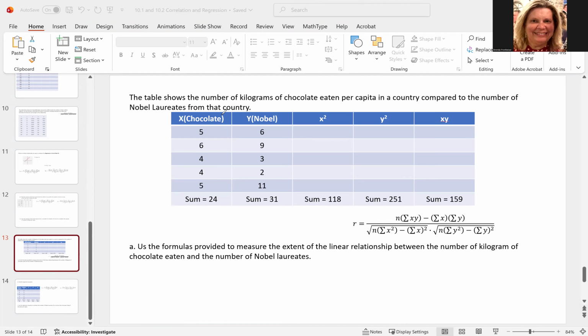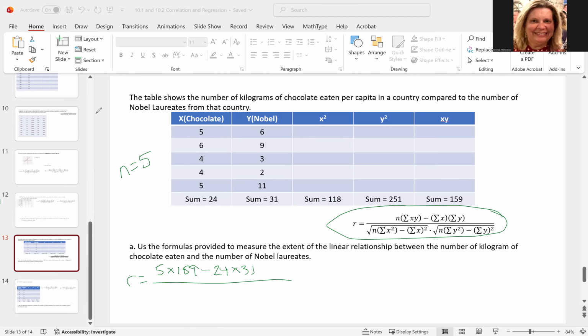So as we go through this, I have the chocolate, the Nobel Prize winners, and this time, just to speed things up, I gave the sums instead of filling out the table. So we're going to use the formula to find R. So R is equal to, using this giant formula here, N. So I've got 5 different sets of data, so N is 5. So we've got 5 times the sum of xy, which is the 159, minus the sum of x times the sum of y.